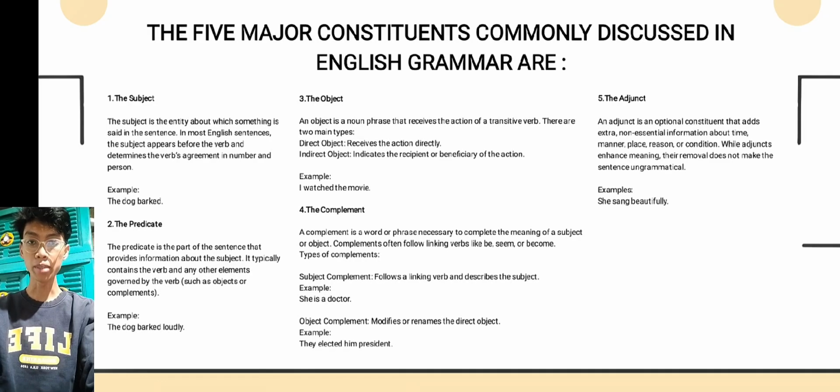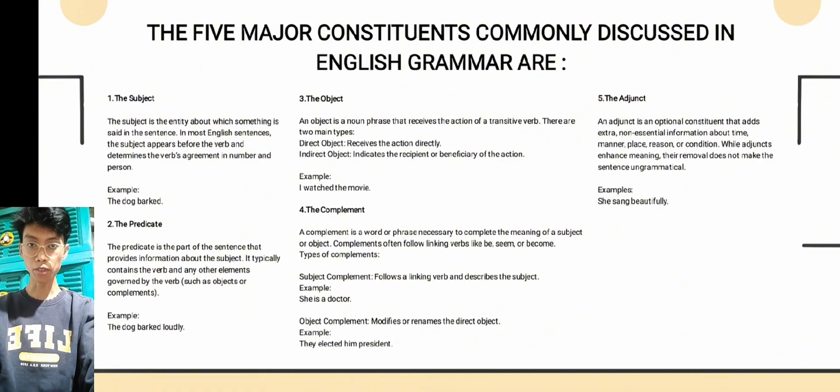Number 4, the complement. A complement is a word or phrase necessary to complete the meaning of a subject or object. Complements often follow linking verbs like be, seem, or become. Subject complement follows a linking verb and describes the subject. Example: she is a doctor. Object complement modifies or renames the direct object. Example: they elected him president.